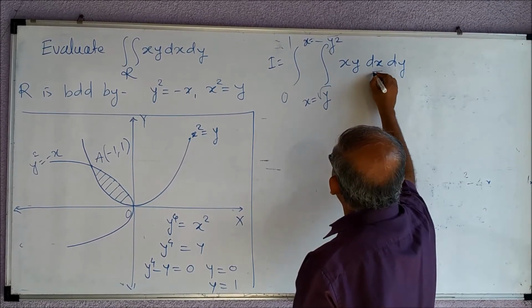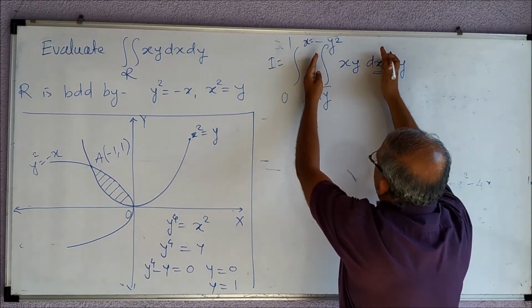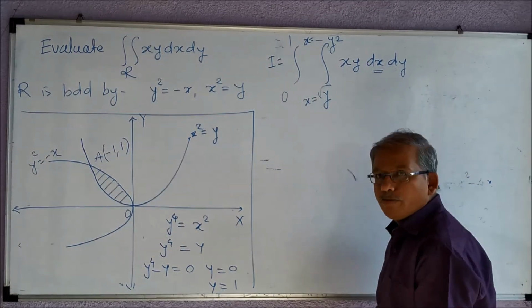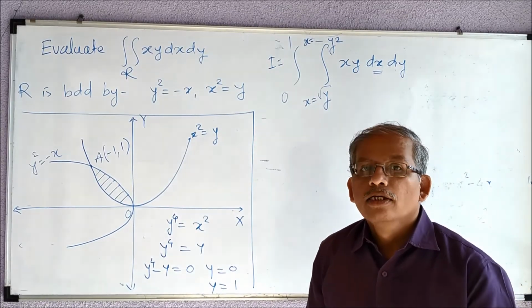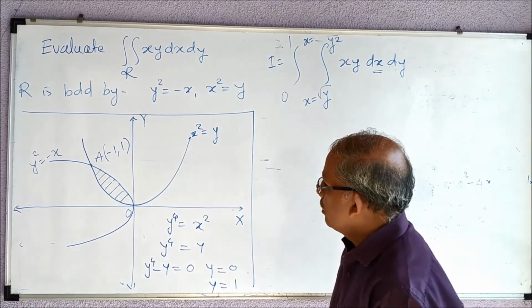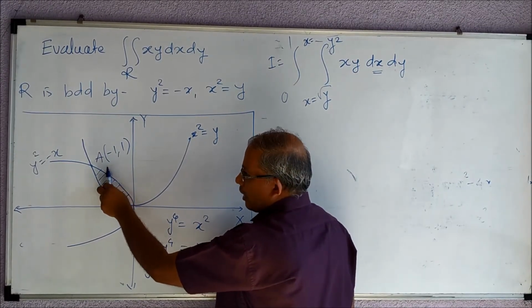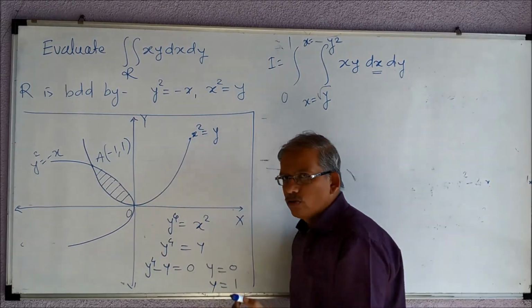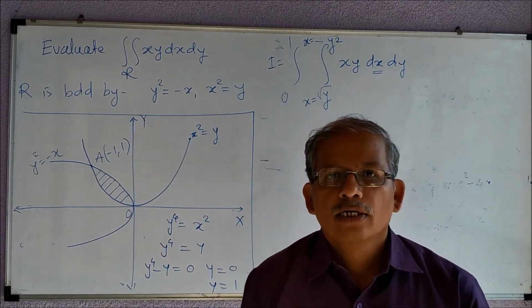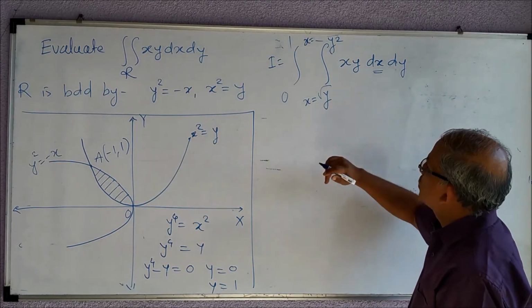See, now this order is decided. The inner integration limit is with respect to x, the outer limit is with respect to y. Okay, see that this same problem we can solve in another way. You can put first, that means inner limit with respect to y and then with respect to x. That also you can do, no issues. Okay, you'll get the same answer. So fine, now let us solve this.